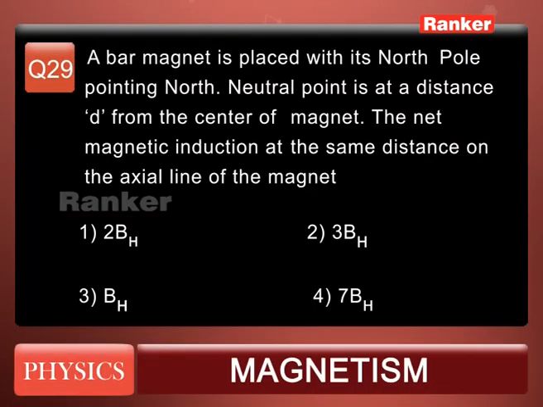Question number 29. A bar magnet is placed with its north pole pointing north. The neutral point is at a distance d from the center of the magnet. The net magnetic induction at the same distance on the axial line of the magnet is: the first option 2BH, second option 3BH, third option BH, fourth option 7BH.